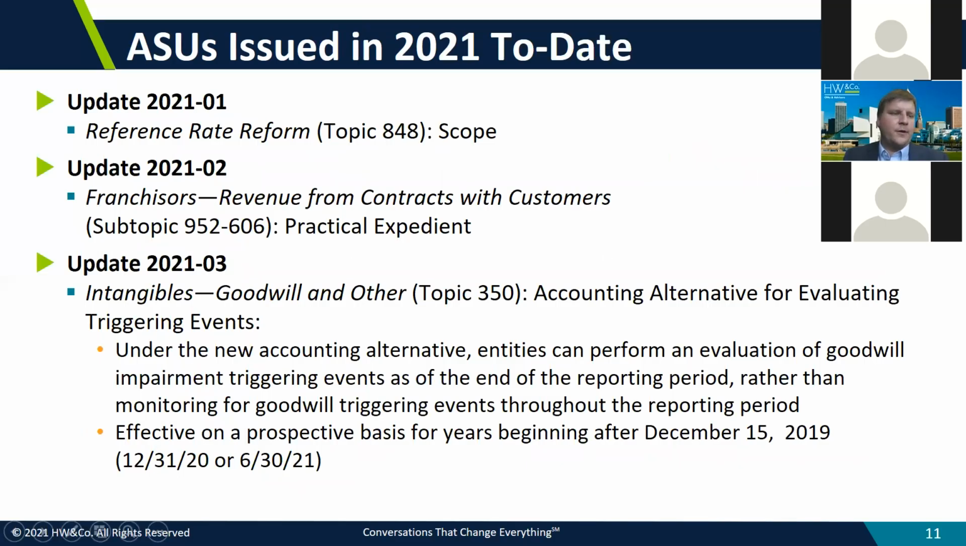We get into 2021, where there are only 6 that have been issued. The first one is just a scope modification on the reference rate reform we already spoke of, and that's the shift out of LIBOR. So that's just an update there. Again, we're not really seeing that in our client base just yet. And 2021-02 relates specifically to franchisors, so we're not going to talk about that in this session. But 2021-03 we will. This was actually a really big one for all organizations, including nonprofits.